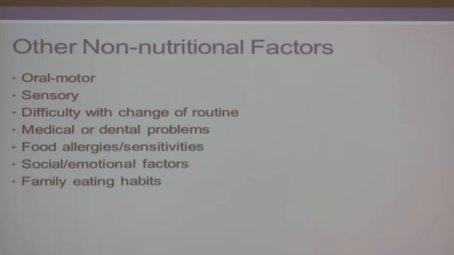And then social and emotional factors and family eating habits. So we're always, as parents and caregivers, the primary role model. And we want to have good eating habits so that we can encourage good eating habits in those around us as well.